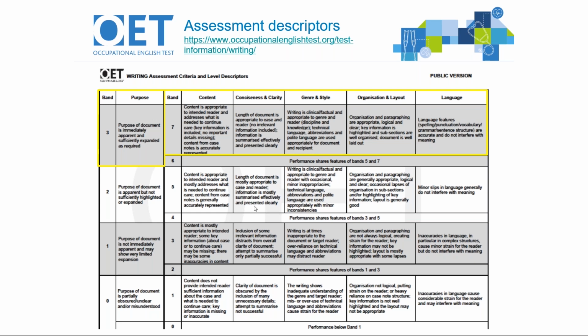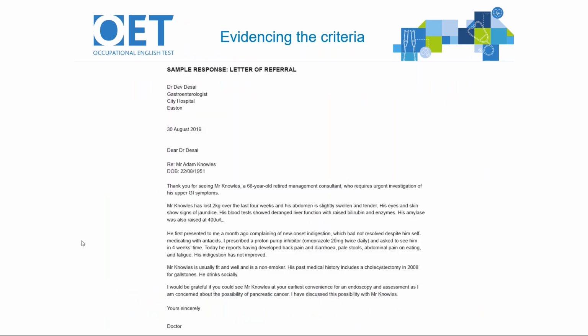So let's look at the letter and how it has evidenced each of these criteria in turn. So the first assessment criteria is purpose, whether the reason for writing is immediately apparent and sufficiently expanded during the letter. And we can see that the first paragraph includes a very clear reason for writing, so the urgent investigation of his upper GI, and that this is explained over the course of the next 3 paragraphs and revisited in the final paragraph with more specific details requesting the endoscopy. So this purpose is very clear and has done a good job.